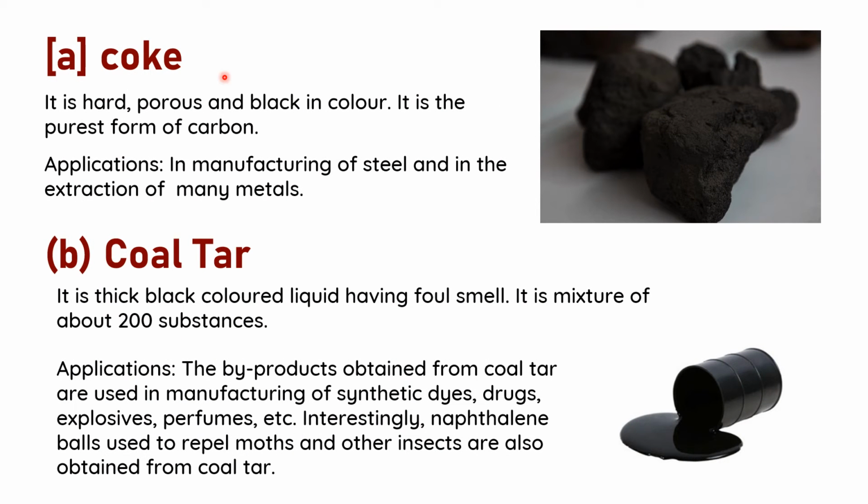First one, coke, and you can see the picture also. It is hard, porous, and black in color. Porous means many holes are there. It is the purest form of carbon. Coke is obtained from coal and it is also used as a fuel.